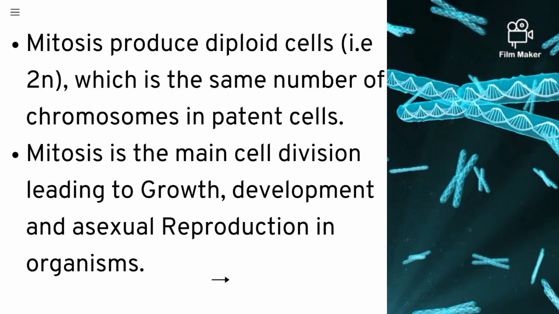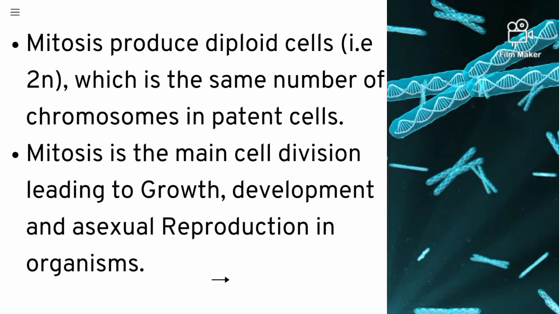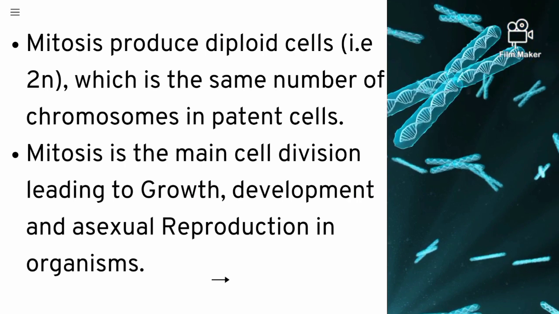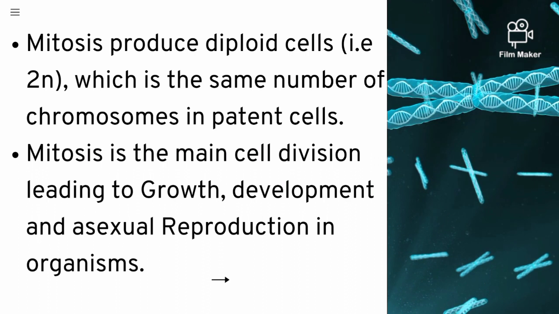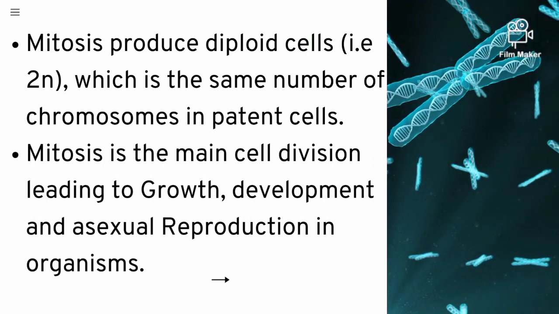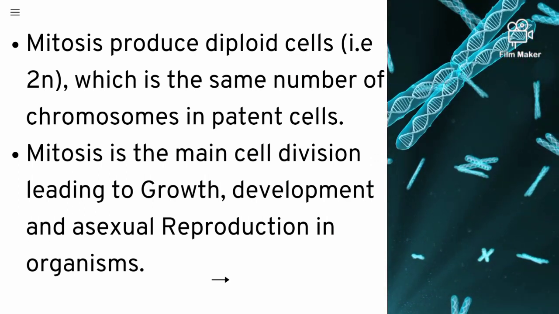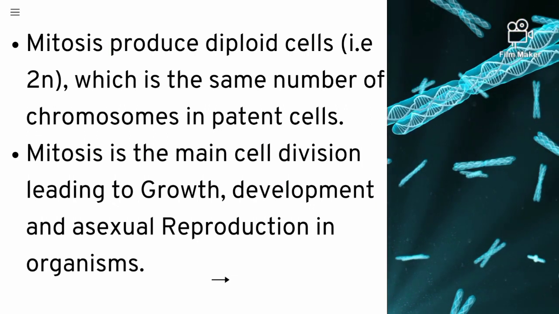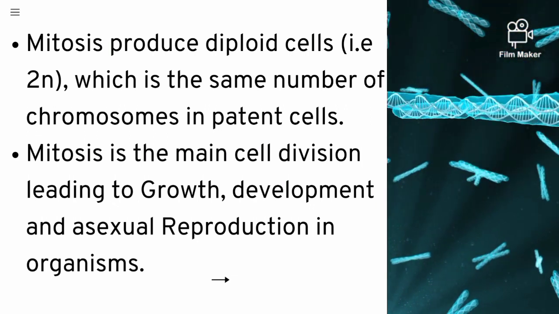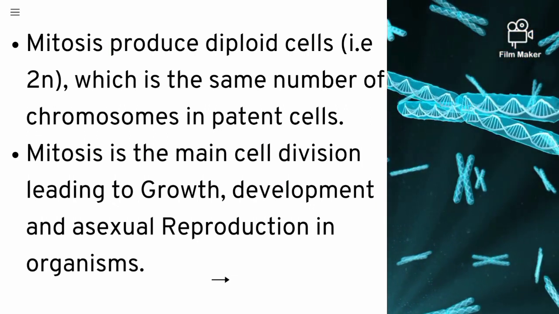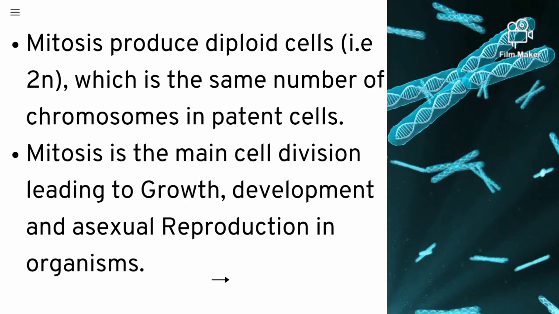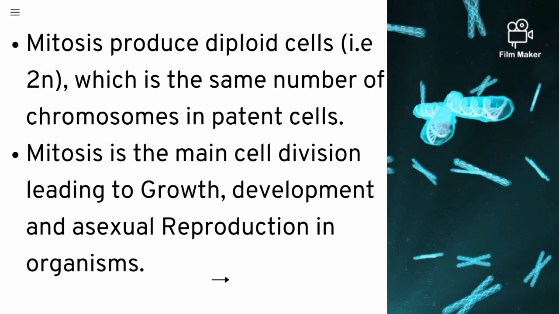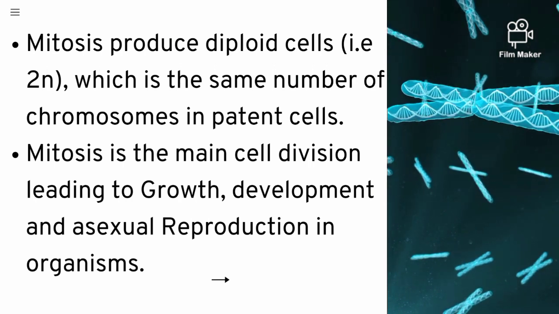Note, however, that mitosis produces diploid cells, that is, the number of chromosomes in somatic cells of an organism is called the diploid number, meaning 2n or 2 sets of chromosomes. For example, a set of chromosomes in humans is 23 in number. Therefore, somatic cells in human beings have 46 chromosomes.